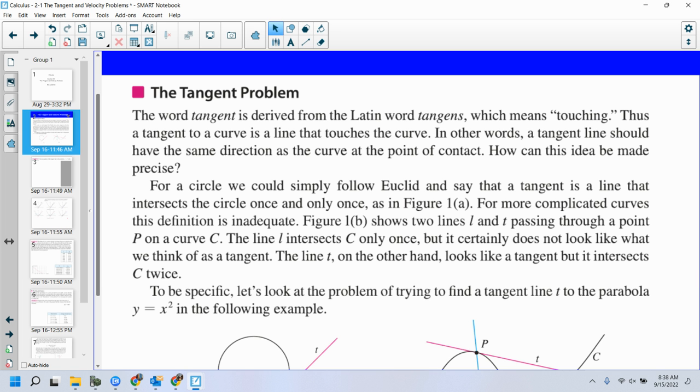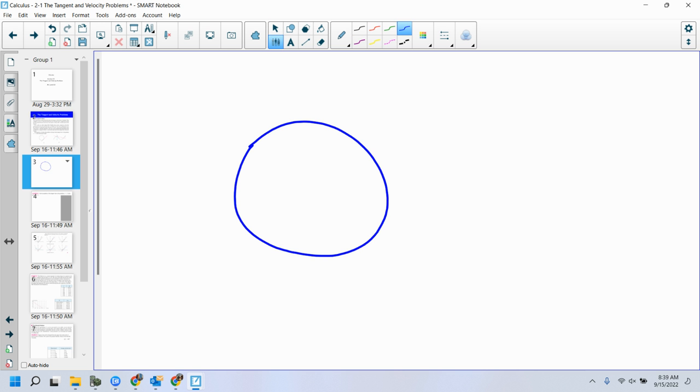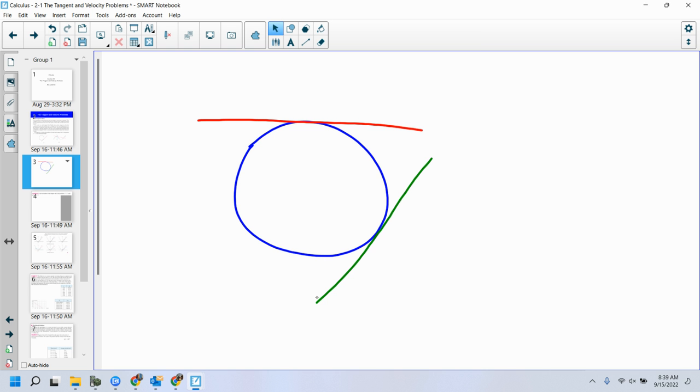In other words, a tangent line should have the same direction as the curve at the point of contact. And that's going to be important here. Like if I draw a circle and I wanted to draw a tangent to that circle, there's an infinite amount of tangents that I could draw to that circle, right? I could draw one right here. I could draw one right here. I could draw one right here, right? Where all of these are only sharing one point.